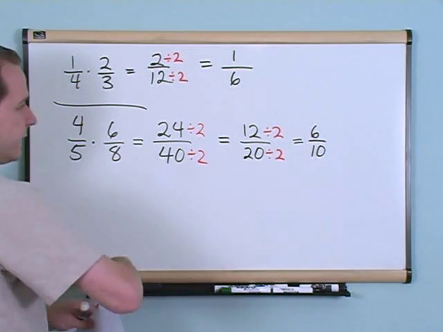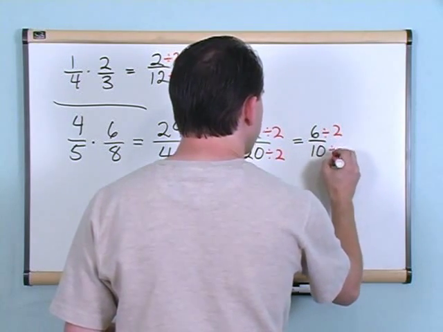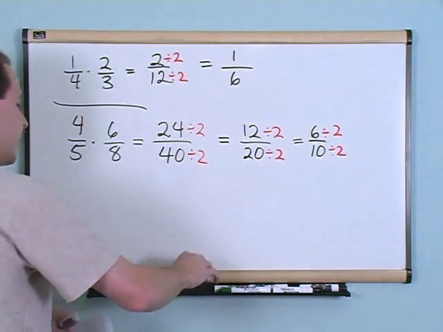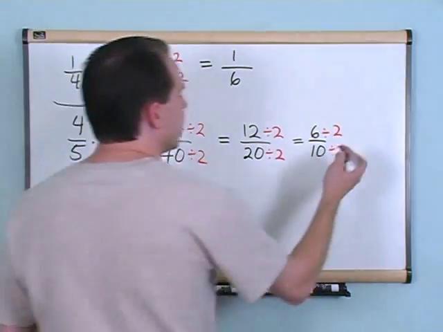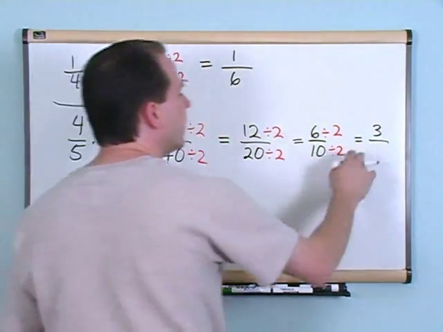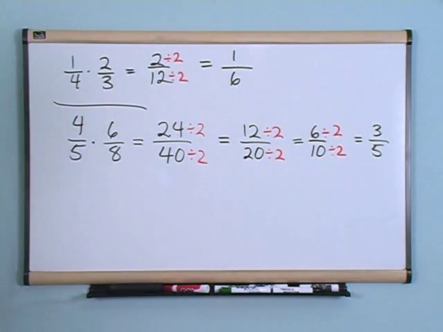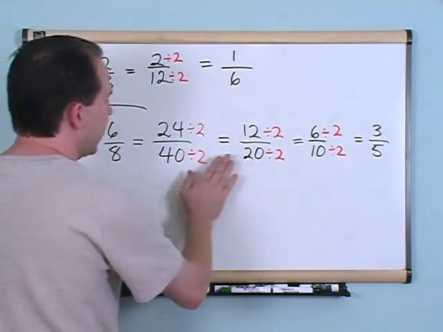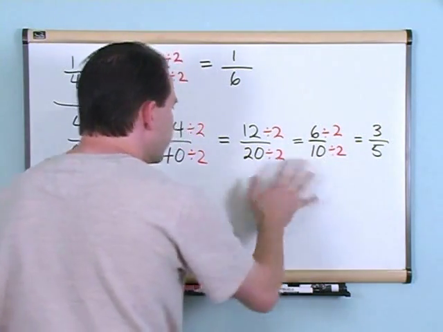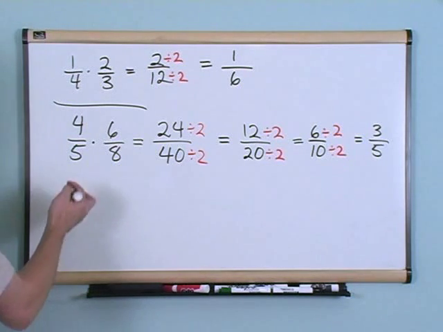And then the final thing is to see, well, can I simplify it more? And you sure can. You can divide by 2 again, one last time. So 6 divided by 2 is going to be 3, and 10 divided by 2 is just going to be 5. Now that's a lot of dividing by 2 there, but just don't forget to check at each step to see, can you divide by 2? Can you divide by something to make it simpler? In this case, we had to do it a few times.